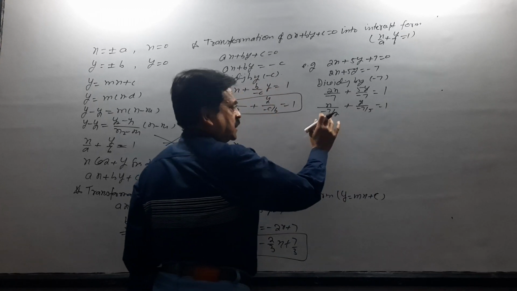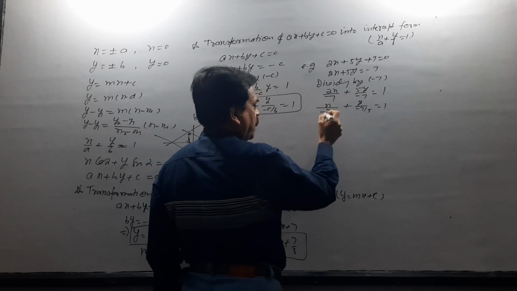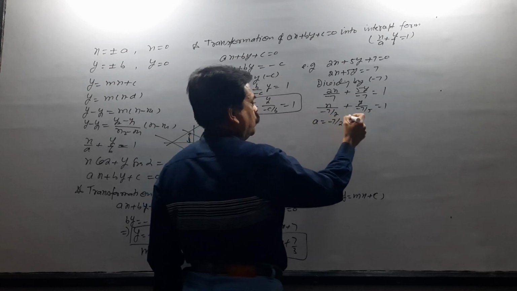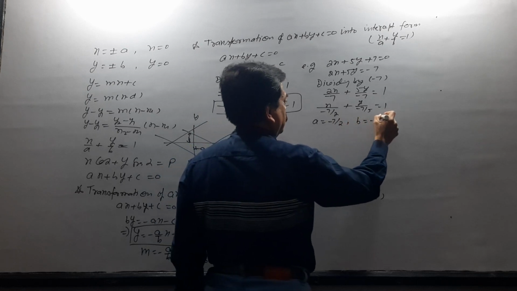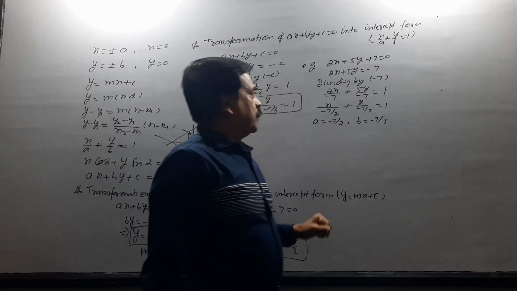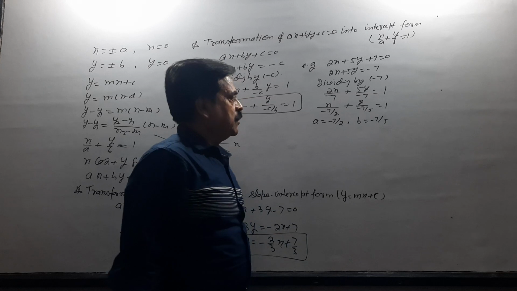So this is conversion of general form into intercept form. And the intercepts here are a equals to minus 7 upon 2 and b equals to minus 7 upon 5. Comparing this equation with this intercept form, a equals to minus 7 upon 2 and b equals to minus 7 upon 5.